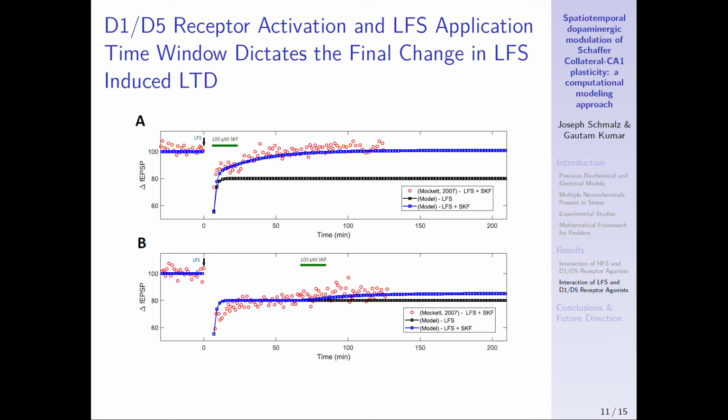Next, it was shown in an experiment that the application of the dopaminergic agonist 1 hour after the low-frequency stimulation protocol produced only a slight potentiation that was not significant. Again, our model also produced a very small potentiation when SKF was released 1 hour after the low-frequency stimulation protocol. This shows our model is able to capture the time-dependent dopaminergic modulation of the Schaffer Collateral-CA1 synaptic plasticity.